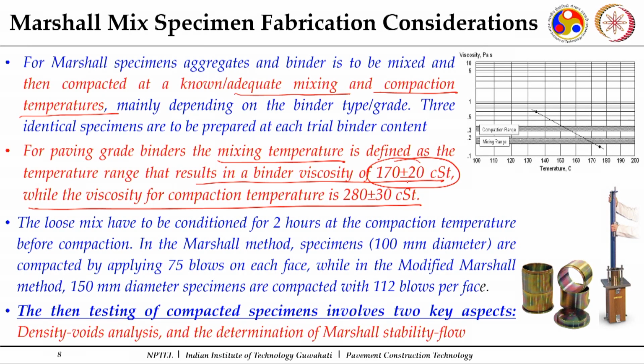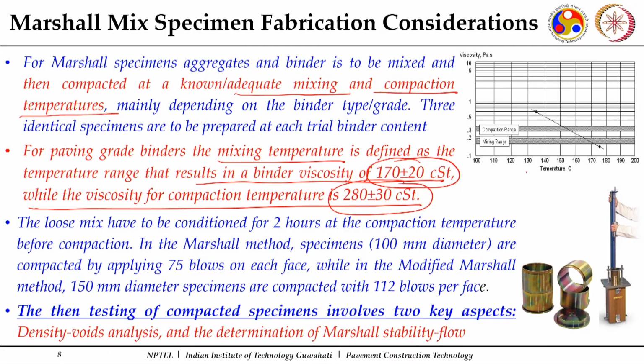So, the compaction temperature should be the one at which the binder viscosity is in the range of 280 plus minus 30 centistokes. For this, we need information on the variation in the viscosity of a paving grade binder with temperature. Here you can see a log plot which shows temperature and viscosity.